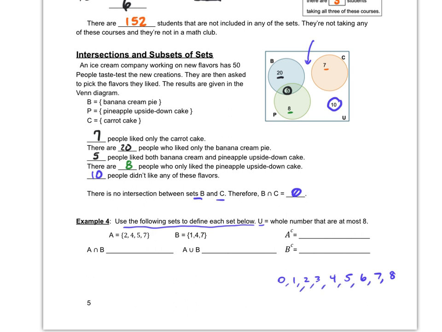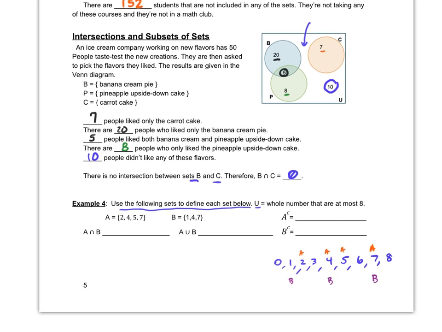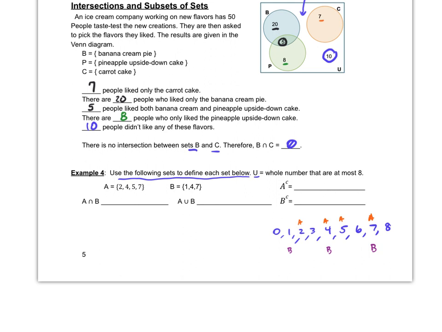Now, let's see, I have A. Set A is going to be 2, 4, 5, and 7. Set B is going to be 1, 4, and 7. Now, as we look at this, we can start to answer some questions. So, where do A and B intersect? Let's see, it looks like they intersect at 4 and 7. So that is going to be 4 and 7.